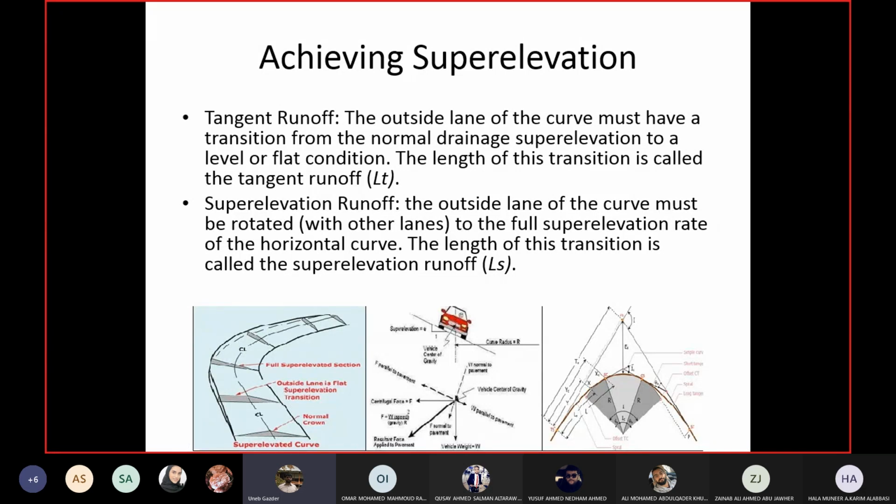So what will happen? This is your case now. Tangent runoff will happen here on the tangent. Now you can see the dark gray portion is the transition curve, the spiral transition curve. The super elevation runoff will start from here and it will end here. When you end the super elevation runoff, you have acquired full super elevation.